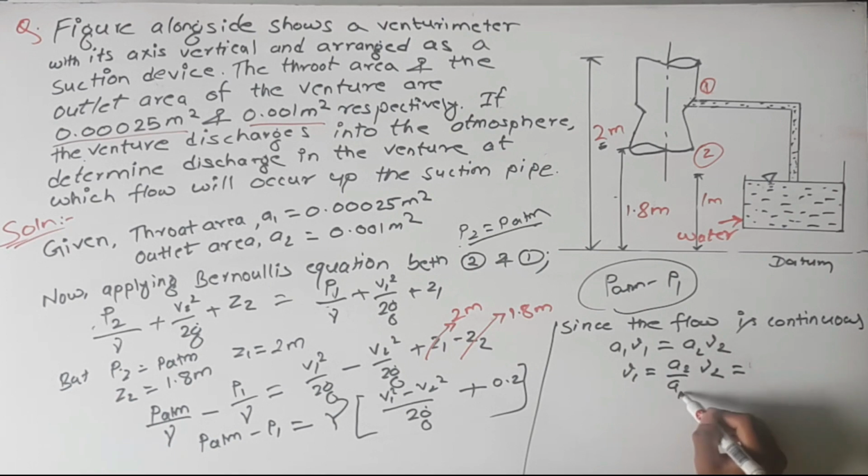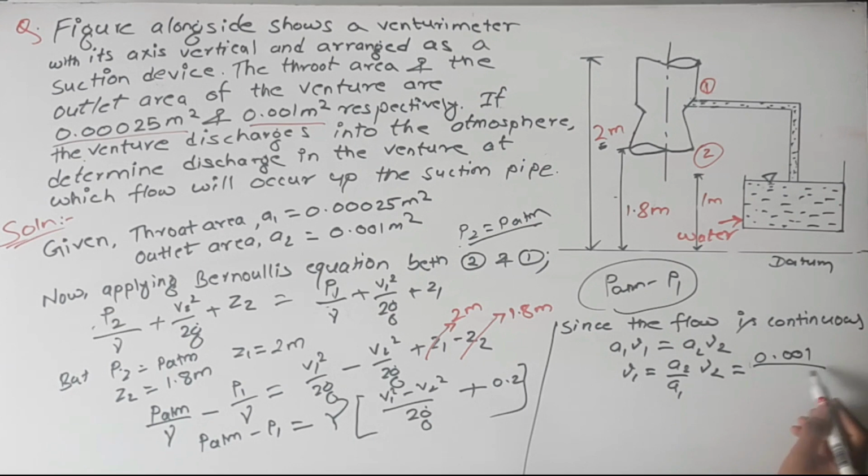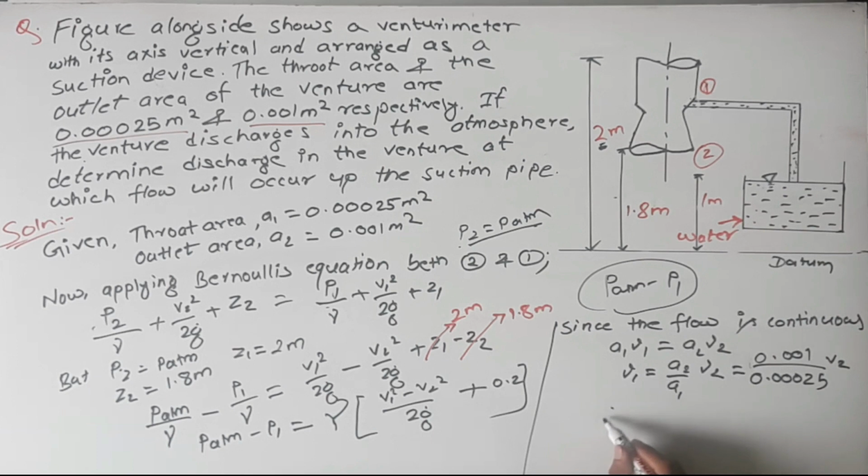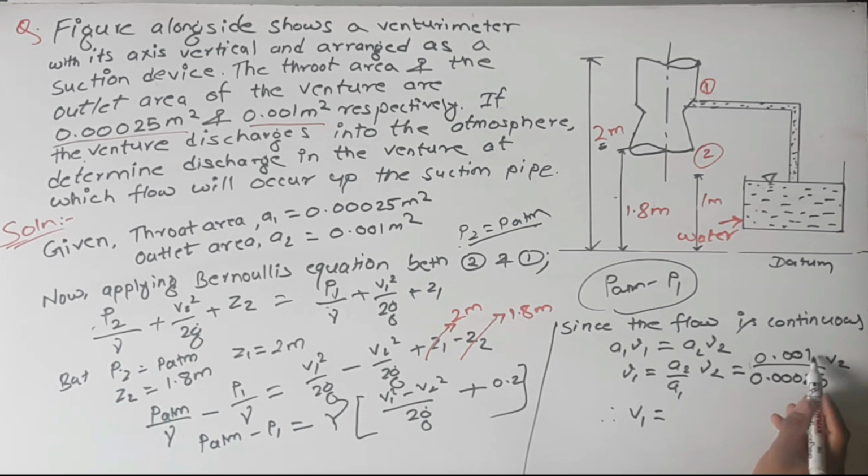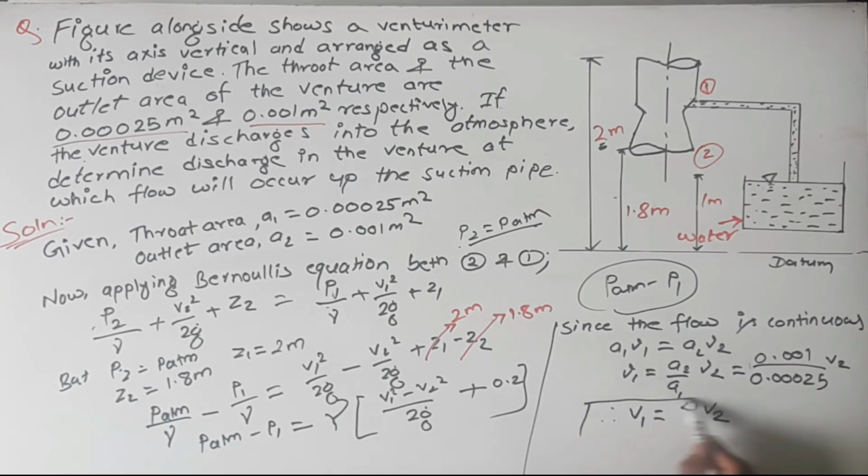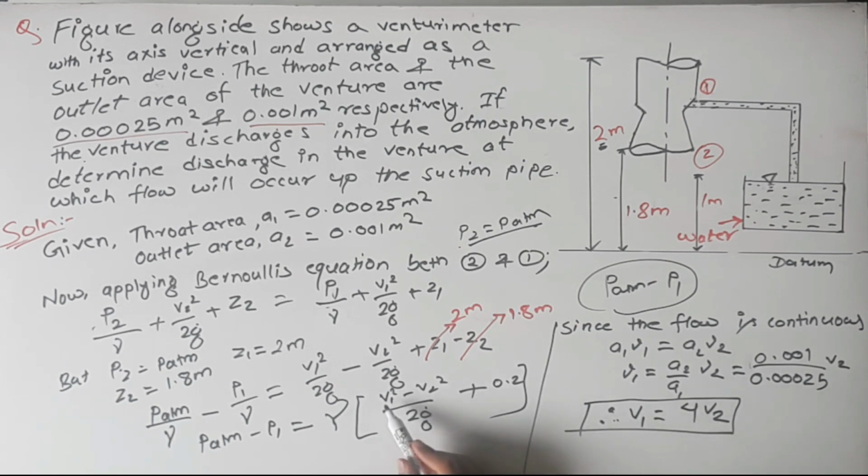We can substitute the values of A2 and A1 from here. A2 is 0.001, A1 is 0.00025, and V2 is V2. If we calculate, we get V1 equal to 0.001 upon 0.00025, which is 4 V2. We get the relation between V1 and V2, and we can substitute this for V1 here.